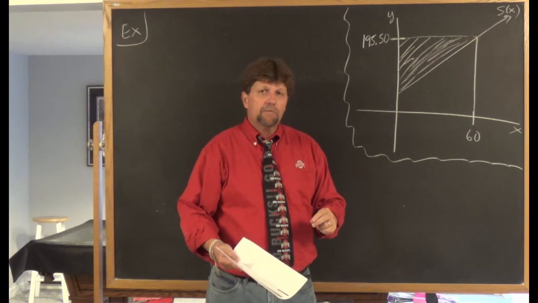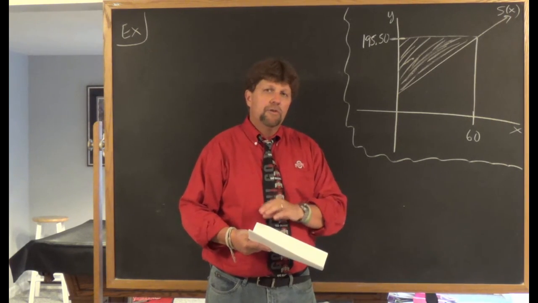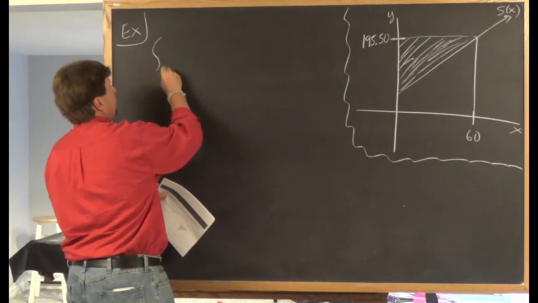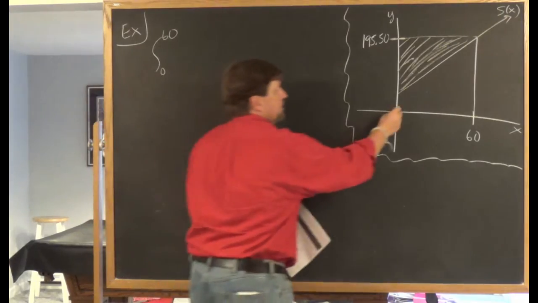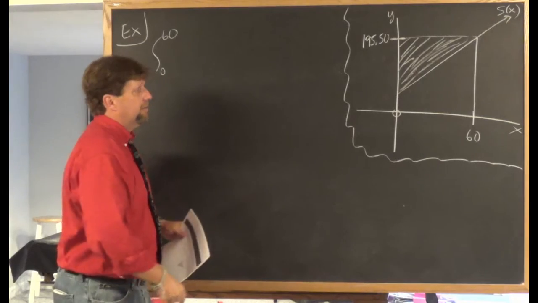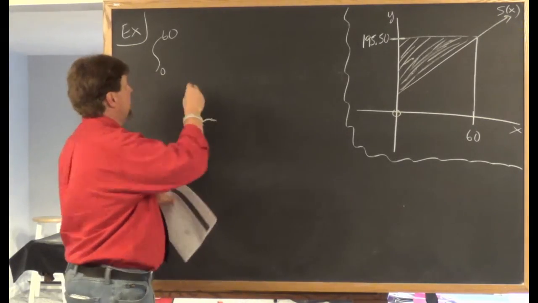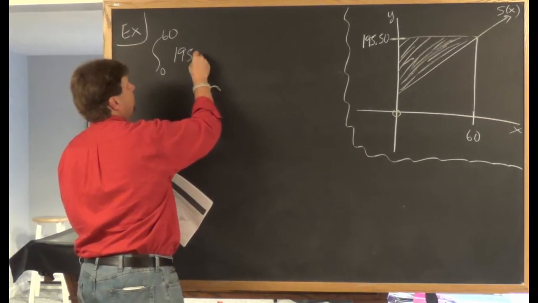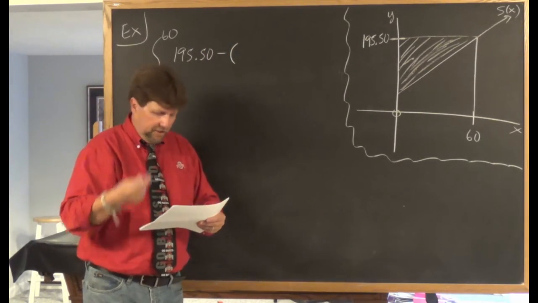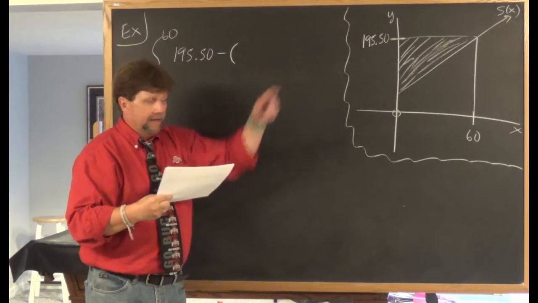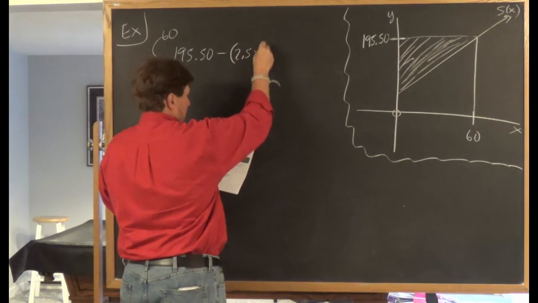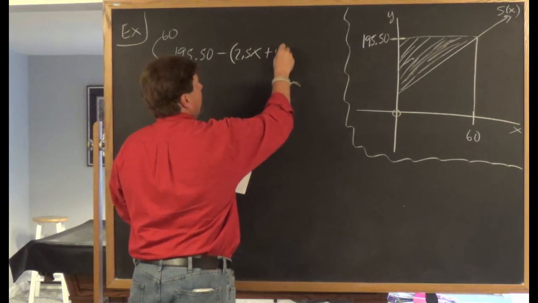This is an old calculus problem, finding the area between two curves. So to find the area between those two curves, we simply integrate from 0 to 60. Those are the x values that the region's bounded by. The top curve is 195.50 minus the bottom curve. And the bottom curve was the supply function. I didn't write it up here on the board, but the supply function was 2.5x plus 45.5.